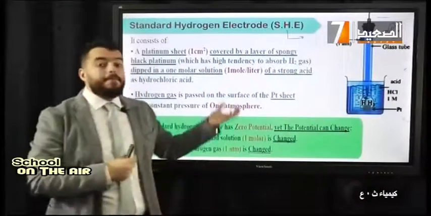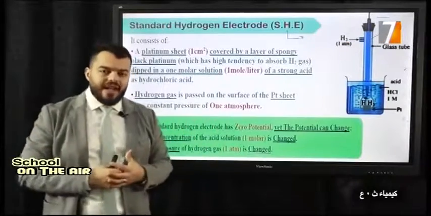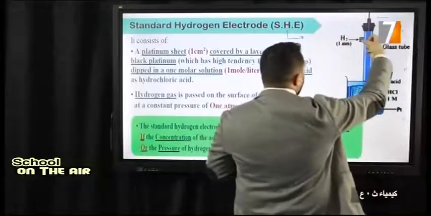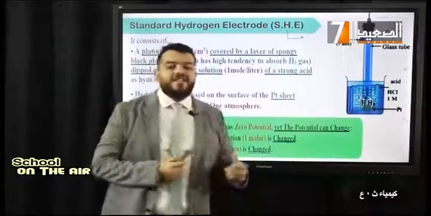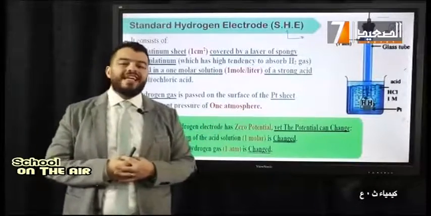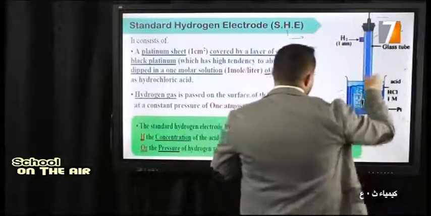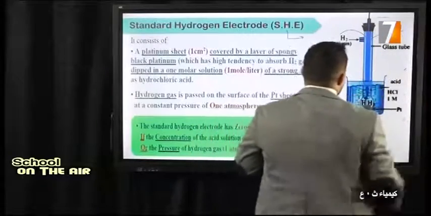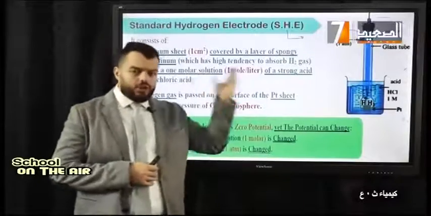The platinum has one more benefit. What is it? Platinum is a metal which has a higher tendency to absorb hydrogen gas. So you will use the platinum wire or sheet to absorb hydrogen gas and to conduct electricity, as it's a metal that can conduct electricity through the movement of its electrons. So the standard hydrogen electrode is a glass tube containing hydrogen gas on the platinum wire, which has some specifications to be a standard hydrogen electrode.